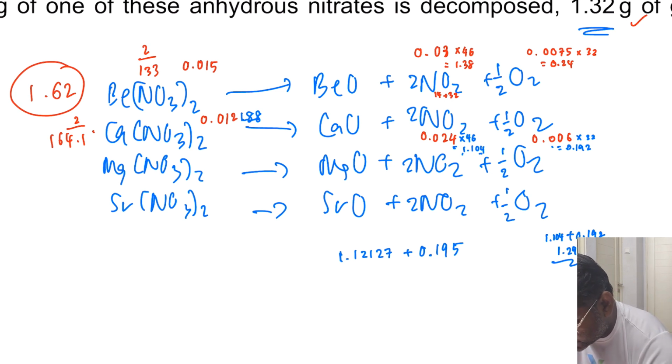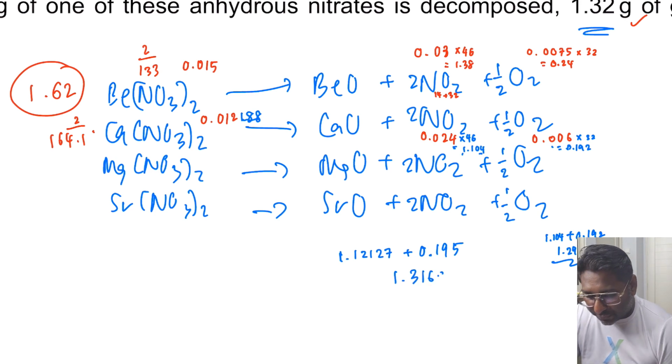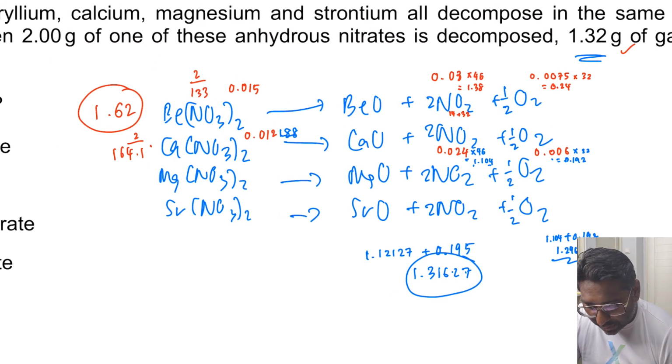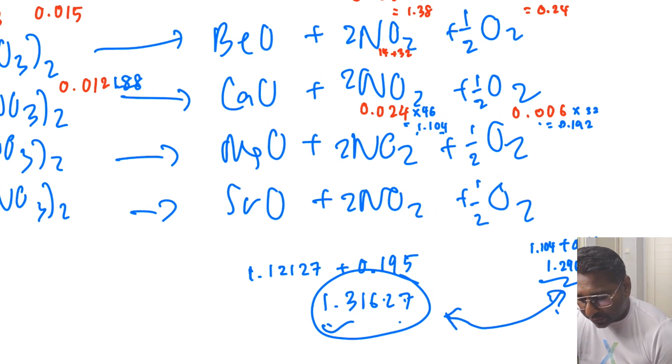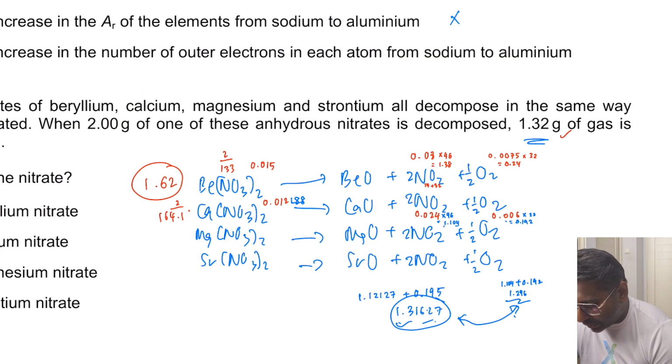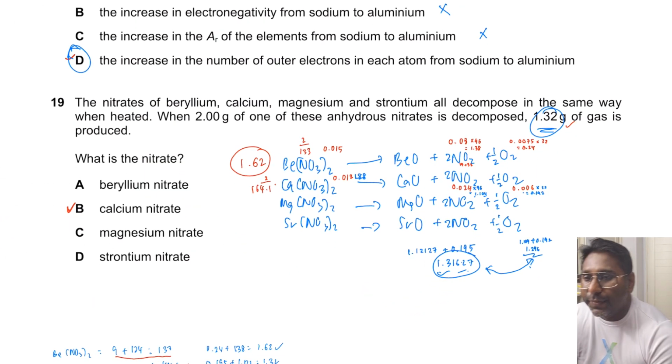Basically you just need to calculate using your calculator. So this one plus 0.195, you will get 1.31627. Of course, if you use more decimal places, you will get closer to what they want. So this will become 1.32. So that will be the one that we are looking for. So the answer is going to be B.